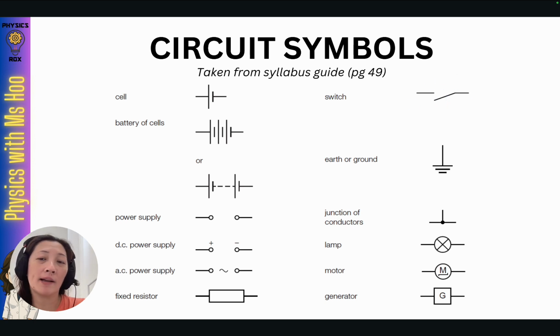And again, there's actually more than one symbol for a switch. This is the preferred symbol in IGCSE. If you have an earth wire or a wire that's connected to the ground, this is how we indicate that the wire is connected to earth or the ground.